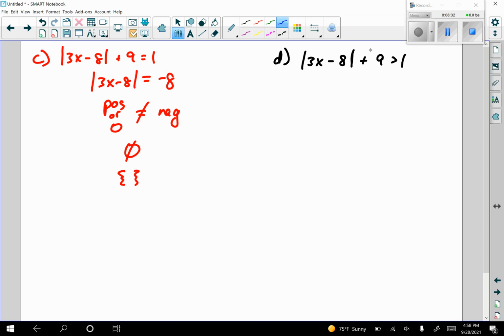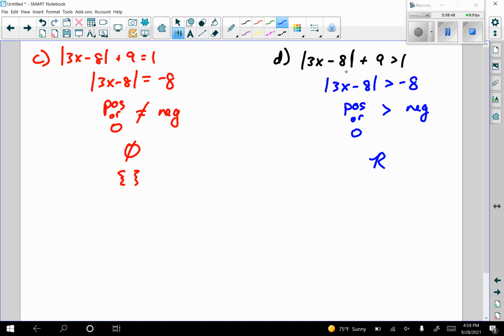Now for D, it's sort of similar. It's still going to be a special case. 3x minus 8 will be greater than negative 8. So again, this is positive or 0. We're going to compare it as being greater than a negative. This is always true, so this will be all real numbers.